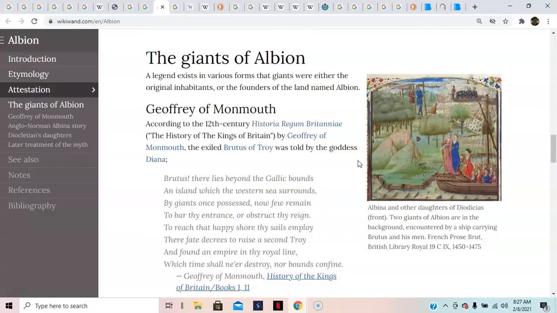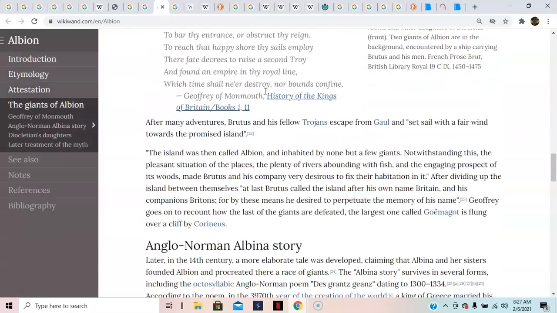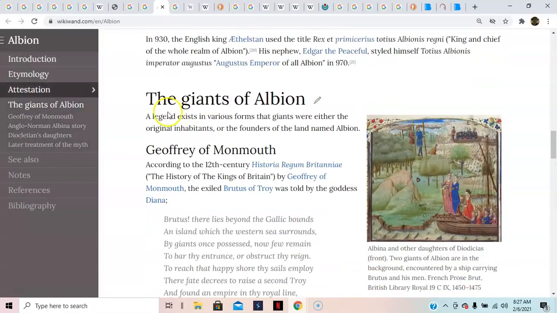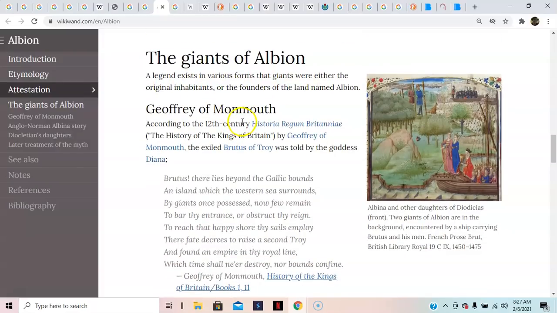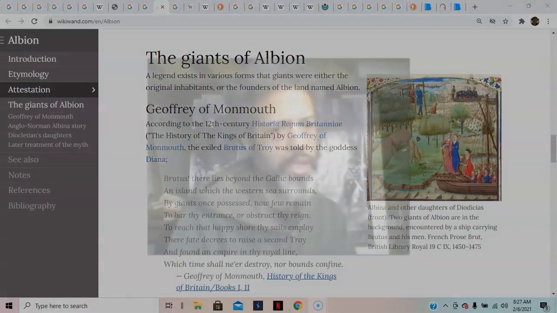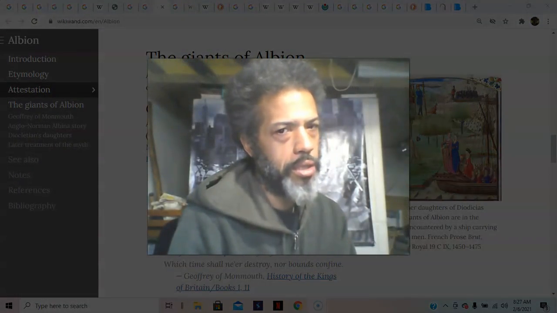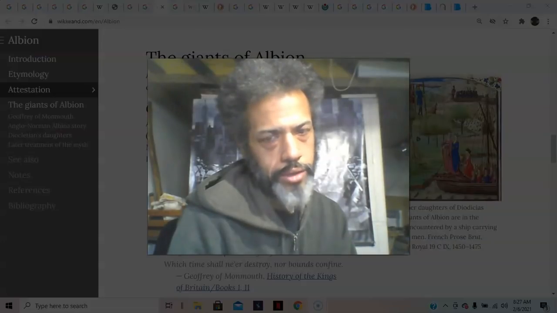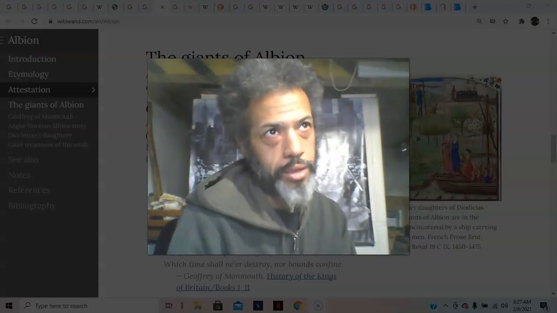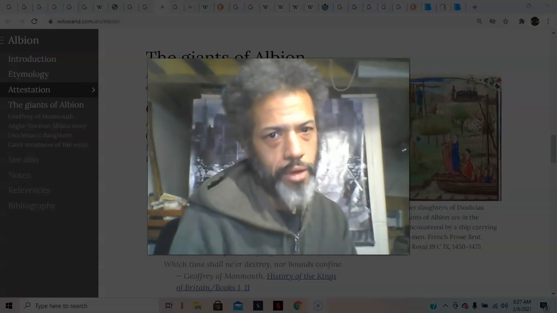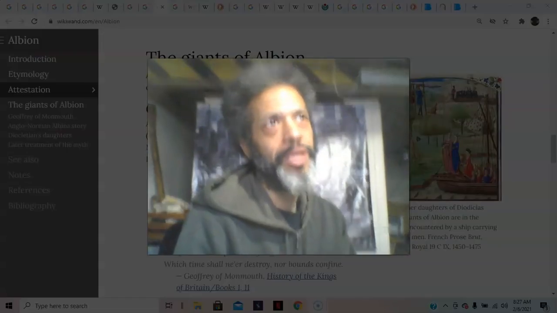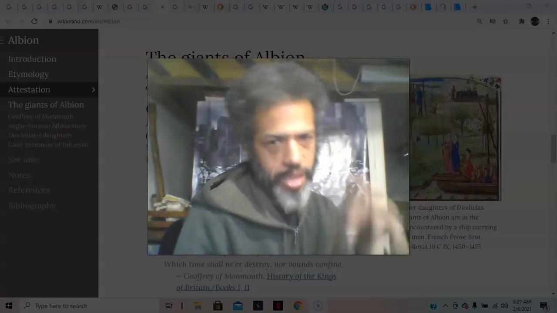Now, we have reached the giants of Albion, right? Pretty sure we got past this. Legend exists in various forms that giants were either the original inhabitants or the founders of the land and gave it the name. All right. Again, you can't be on the land and see the land from far away and say, look how white it looks. You can't be on the land and then say, oh, because over there is white, we can call it white. Over there is white, we'll call it white. And over there is white, we can call it white. You cannot speak a language nobody else speaks, call something Albion, and then the name stay when new people come.